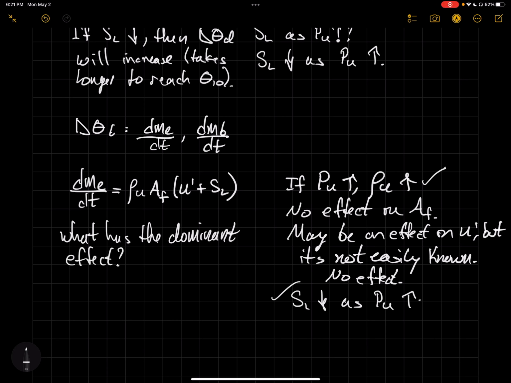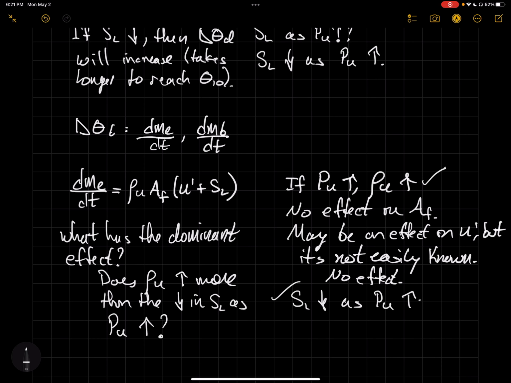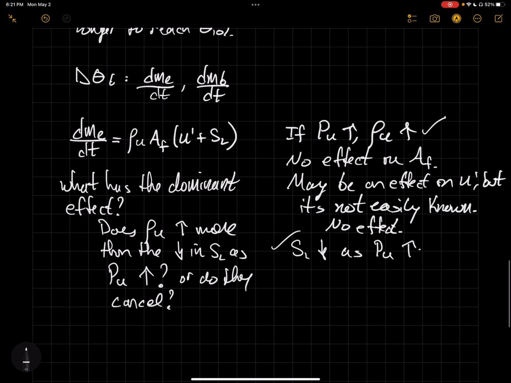In other words, does unburned gas density increase more than the decrease in laminar flame speed as unburned gas density increases? Or do they cancel? And truth be told, the answer for me is I don't know.